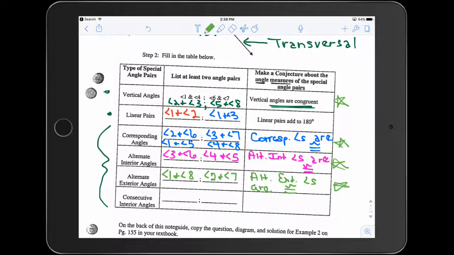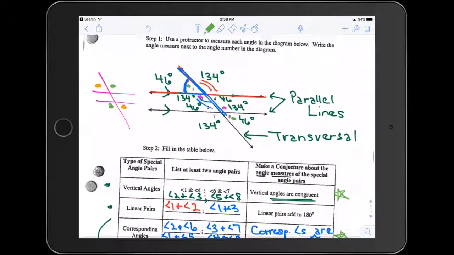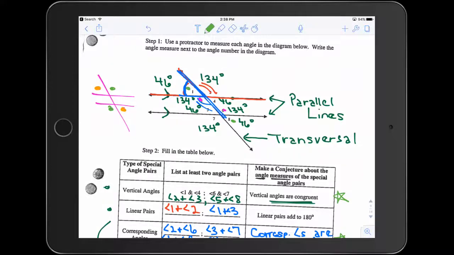Now the last one, consecutive interior angles. Let me try to describe what those mean. I know we had a video already on that, but sometimes it's good to hear it again. Consecutive interiors: we have parallel lines with a transversal cutting through. Interior angles, of course, are these four right there. Consecutive interior means one right after the other. So this and this are consecutive interiors.